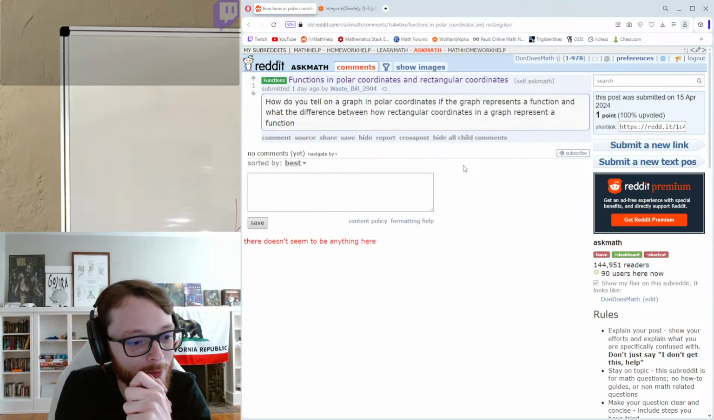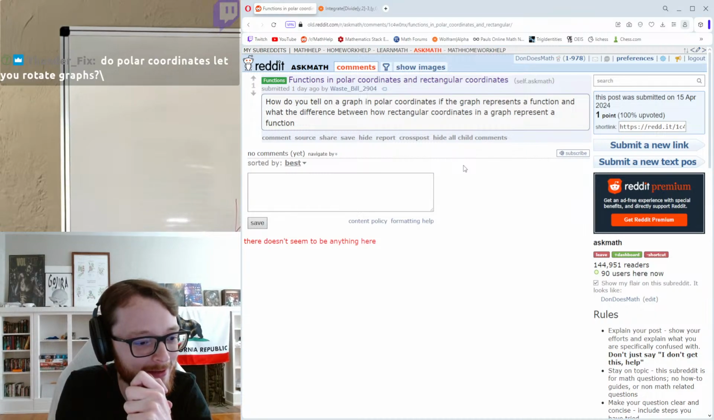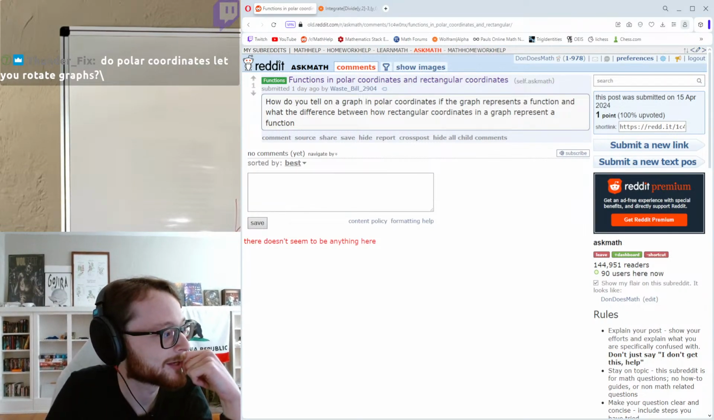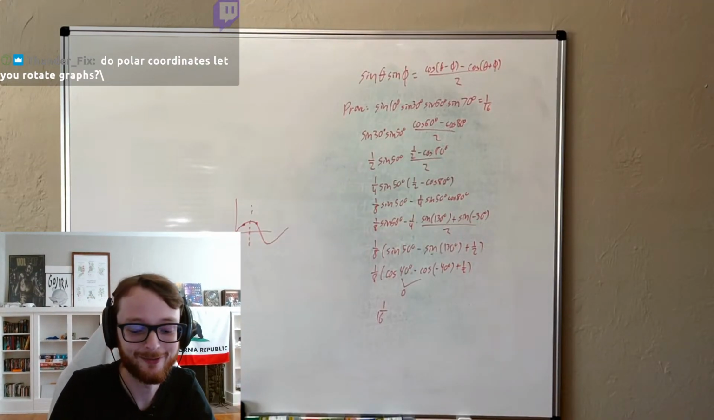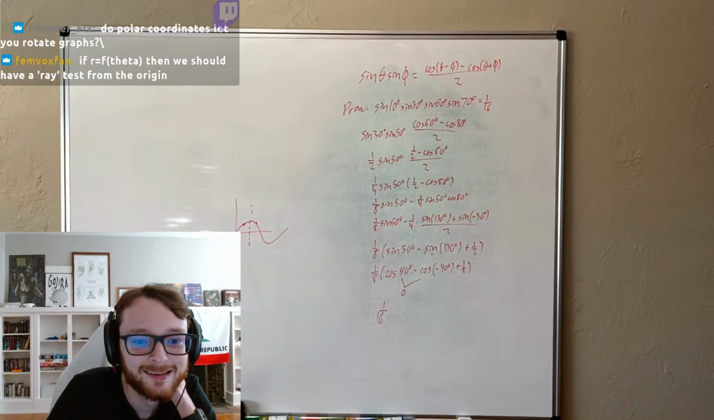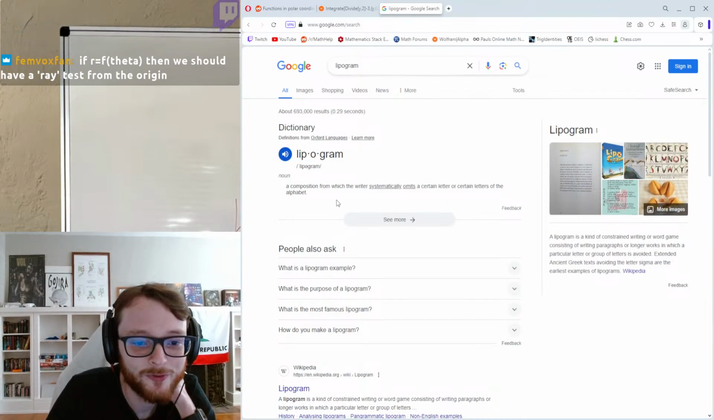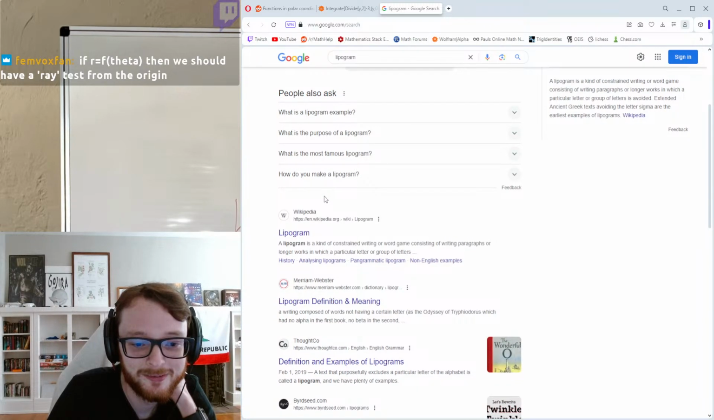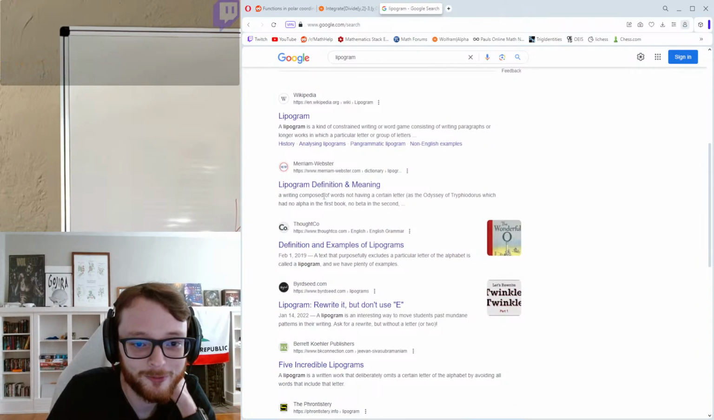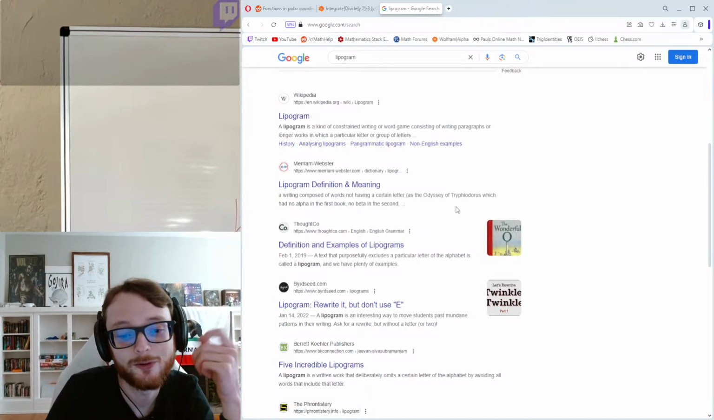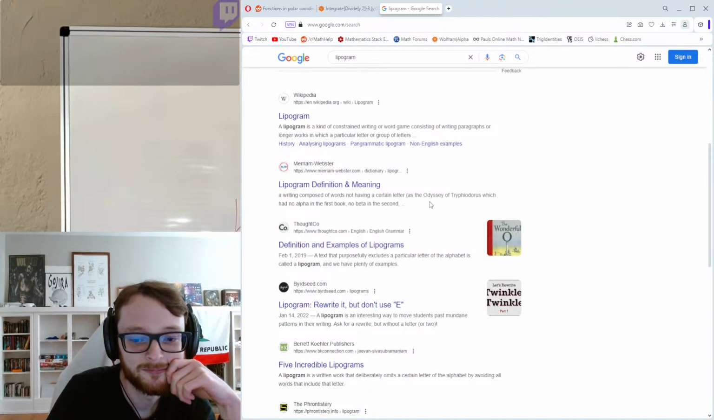Do you know what a lipogram is? That sounds like whatever that medical procedure is where you get your lips injected or something, to make them look bigger. I doubt it's actually that, though. What is a lipogram? Oh, yeah, I was very off. Composition from which the writer systematically omits a certain letter or letters of the alphabet? Oh. That's super weird. So you write a story or something, but you don't use the letter S or whatever. Interesting.